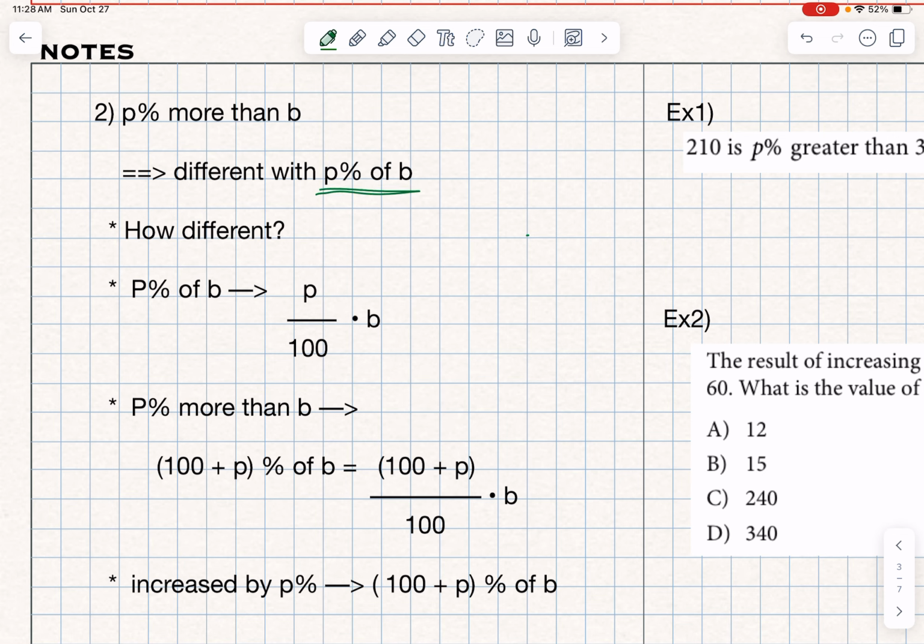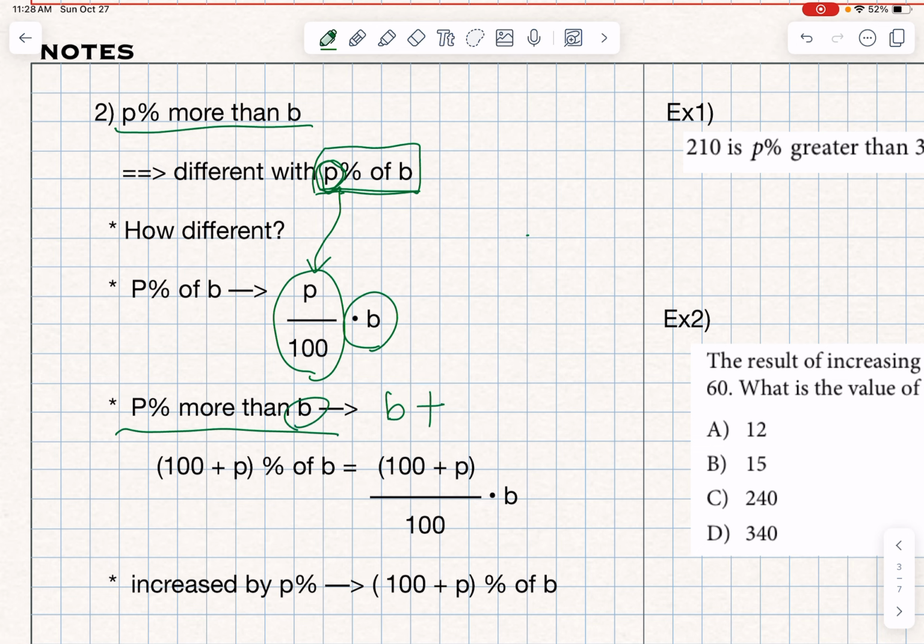If it is p% of b, we can simply change that p% to either a decimal or a fraction. Since we don't know the exact p%, it's better to change it to the fraction here. So p over 100 times b. That's how you change it. But if it is p% more than b, which means there was b there, and they're adding. More means adding p% of b. That's what that means.